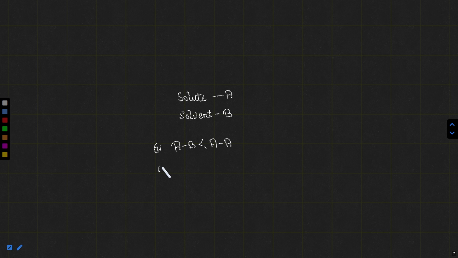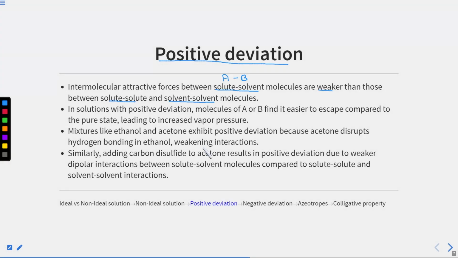And number two, this AB interaction is less than BB also. And why is it so? Because of the dipole moment difference. Due to this reason, what is happening in the solution?